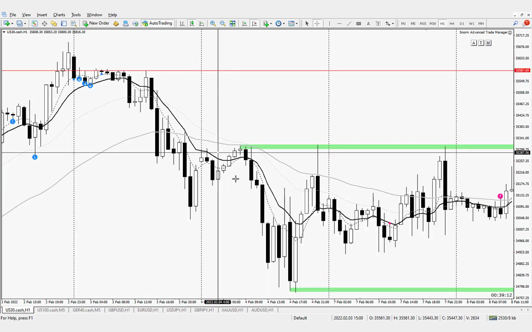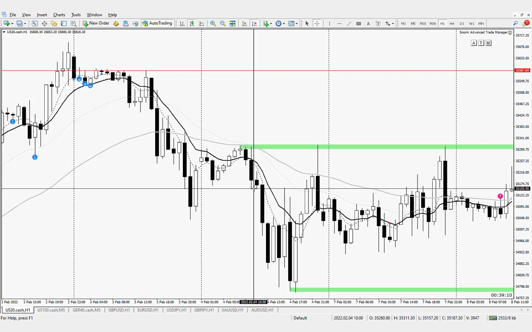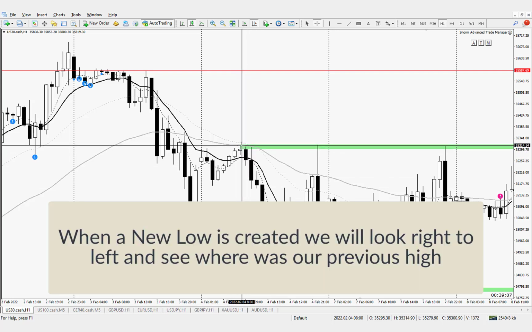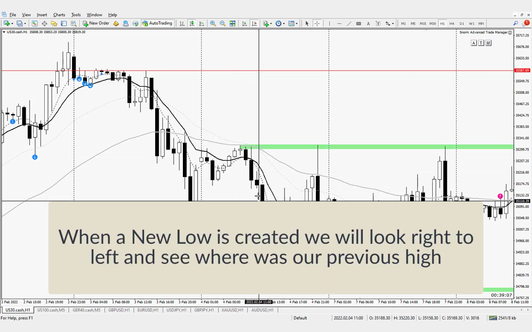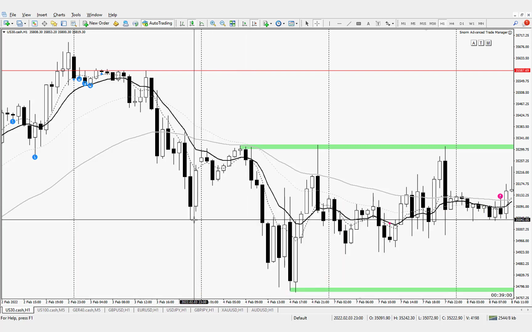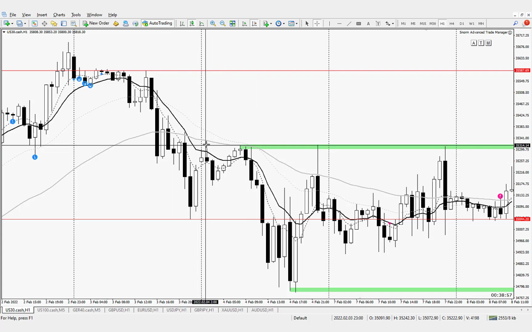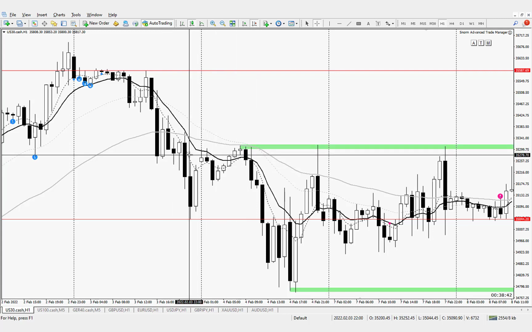When will we move that? That is the rule that I'm going to talk about. We will consider this as a swing high only when this candle goes and breaks this low. So let's mark this as our low of that time. As soon as this breaks, now this is our new low, and because it has broken the previous low, now we will look back and see where is our previous high within the series of lower lows and lower highs.